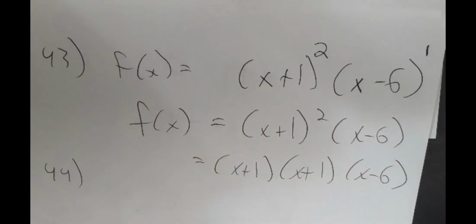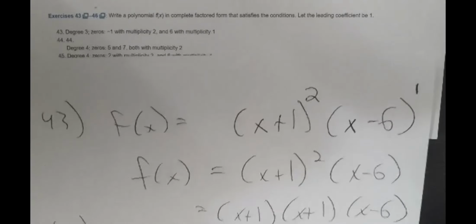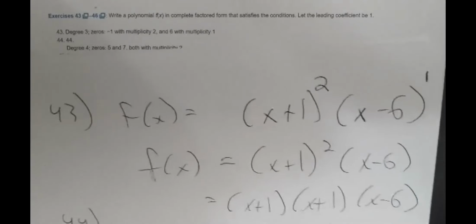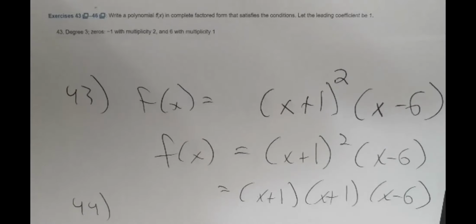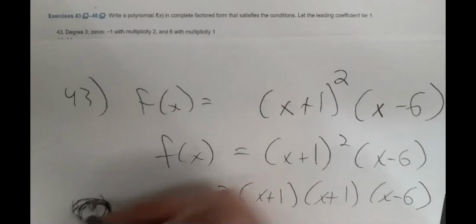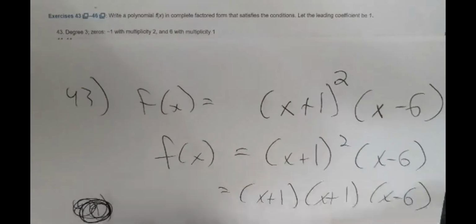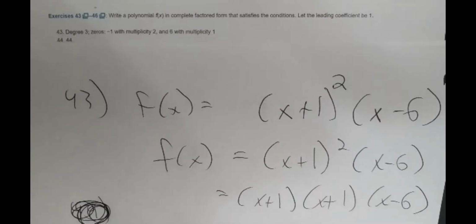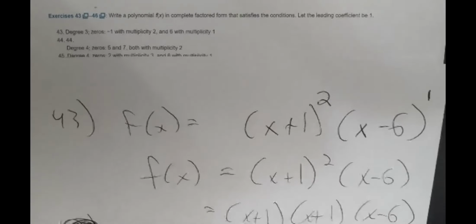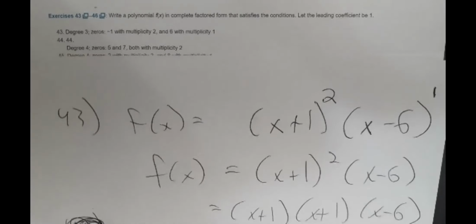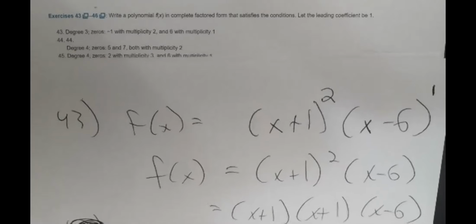So they give us zeros, they give us multiplicities, they're giving us it verbally now. I think the next thing that they're going to do is give it to us graphically. But either way, you should be able to pick out your zeros, put your factors from your zeros, and put the multiplicities on your zeros. 44 says we got a degree 4. I got zeros of 5 and 7, both with the multiplicity of 2.